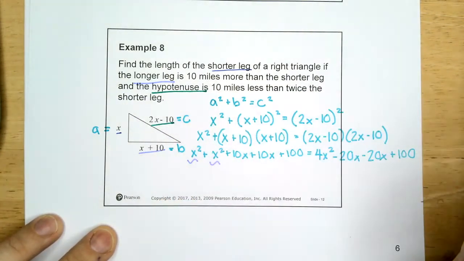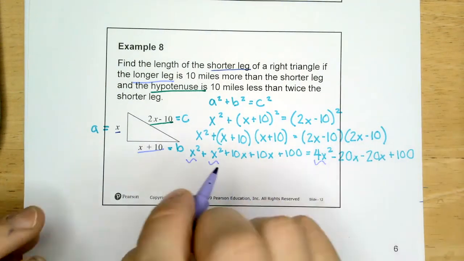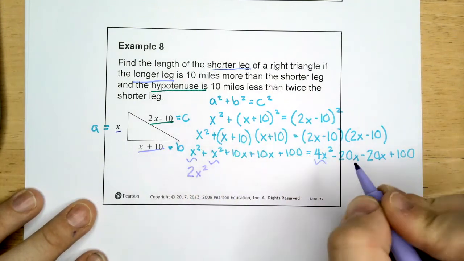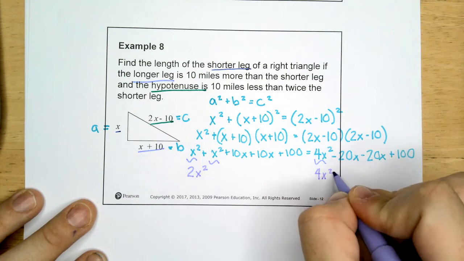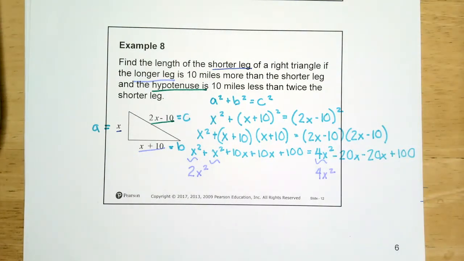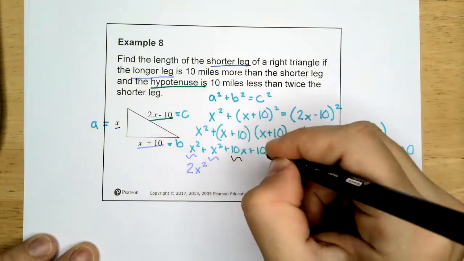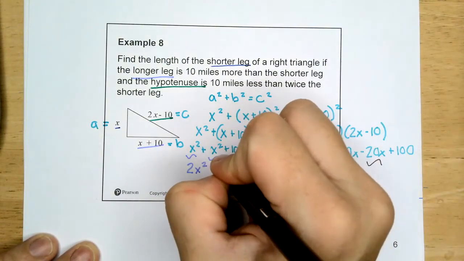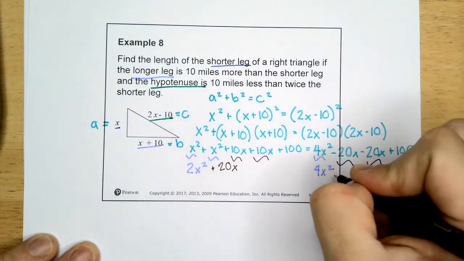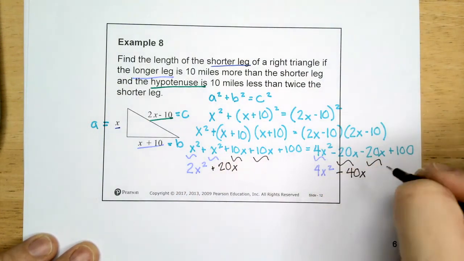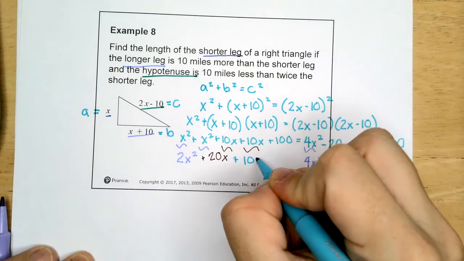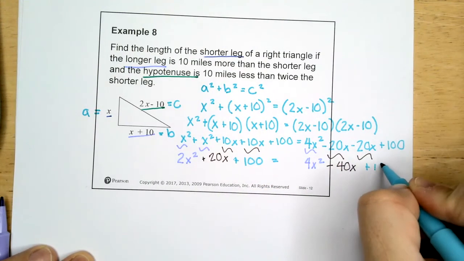X squared and x squared are like terms. So that becomes 2x squared, and over here that says 4x squared. Then we've got 10x and 10x and negative 20x and negative 20x. So now we have plus 20x and minus 40x. And then plus 100. I think those stay the same. Plus 100 equals plus 100.